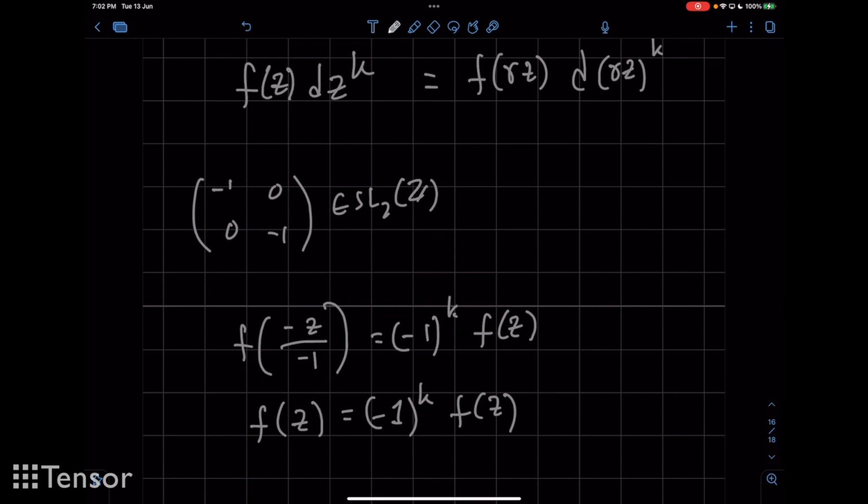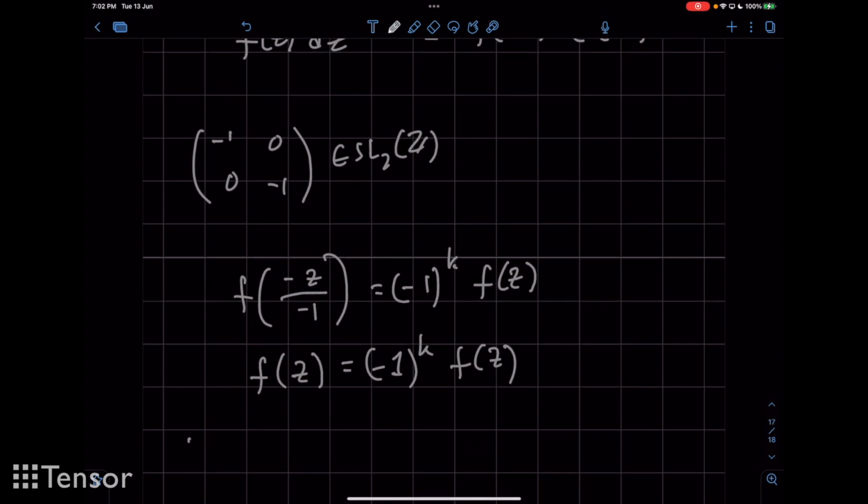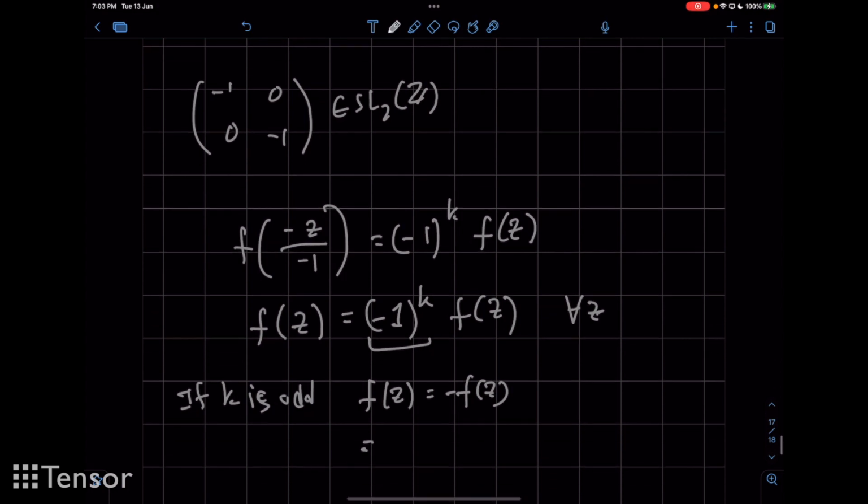Now, what if k is odd? If k is odd, then this factor is negative 1. So f(z) is minus f(z). And of course, this has to be true for all z, right? Then we get that f(z) is 0.